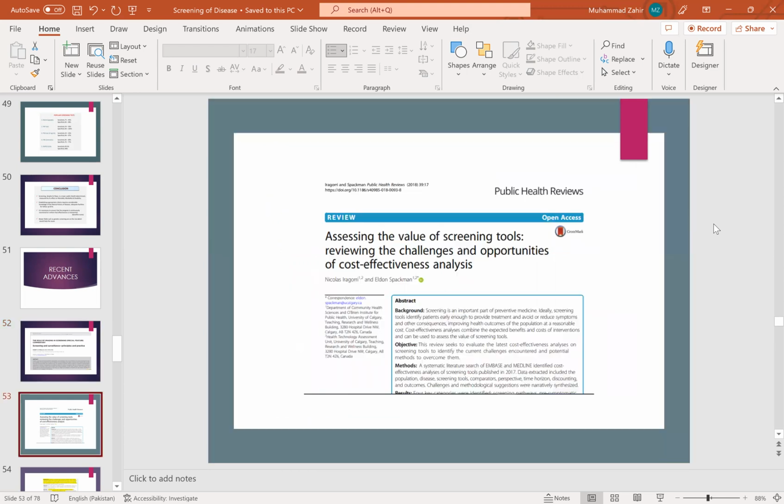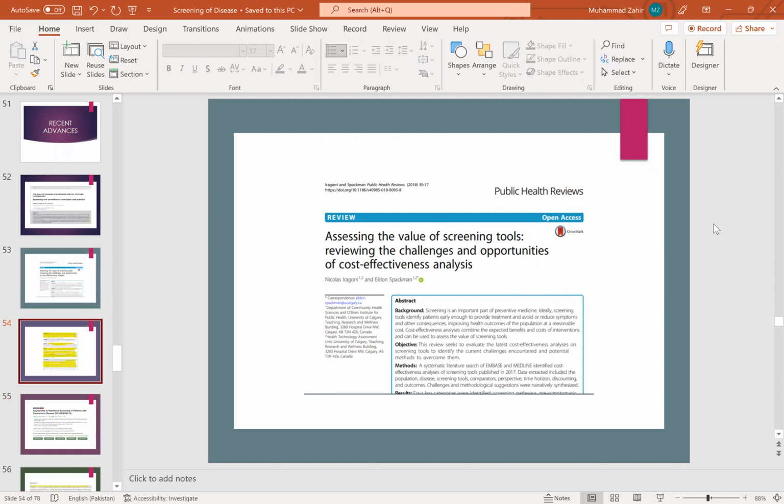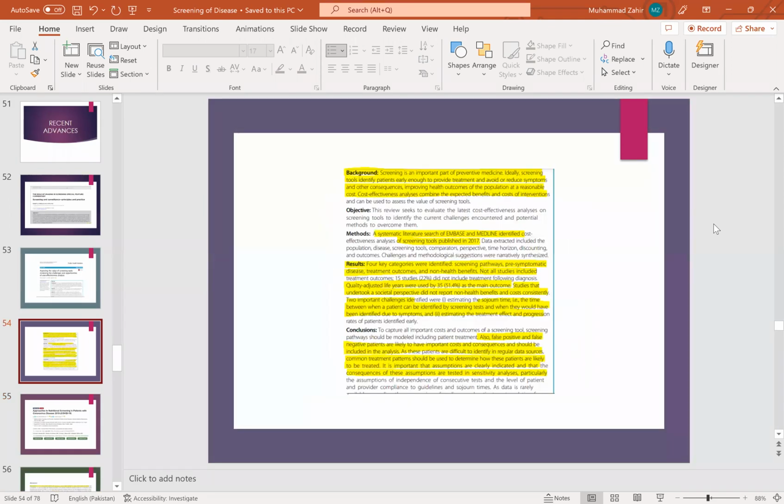Next comes an article, assessing the value of screening tools, reviewing the challenges and opportunities of cost-effectiveness analysis. In this, screening is an important part of preventive medicine, and screening tools identify patients early enough to provide treatment and avoid or reduce symptoms or other consequences, improving health outcomes. So again, it is shown that screening should be done and it is an important part of preventive medicine.